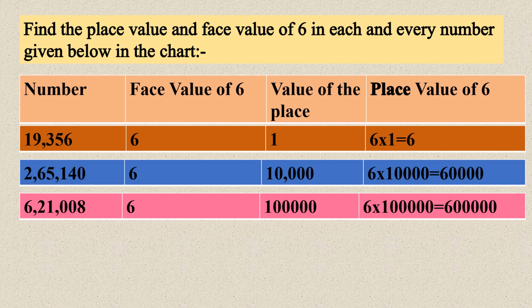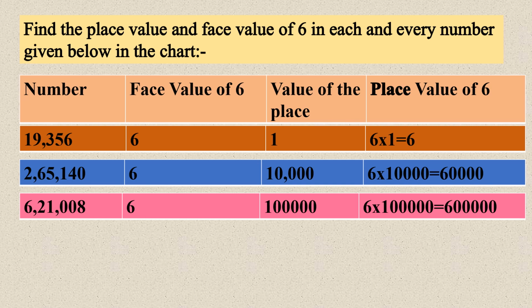6,21,008. Face value of 6 in this number is again the digit itself. So face value of 6 is 6. Value of the place here in this number of digit 6 is 1 lakh. So place value of 6 is 6 multiplied by 1 lakh is equal to 6 lakh.